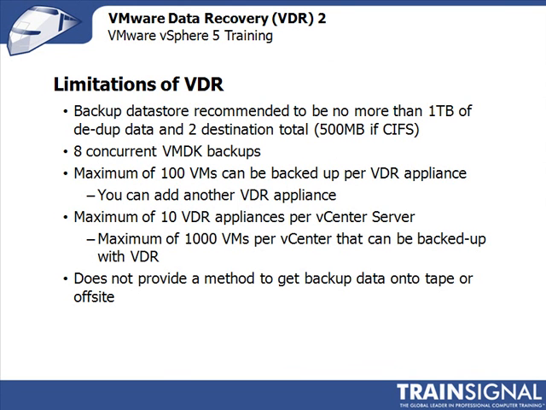However, there is a hard maximum that you can only have up to 10 VDR appliances per vCenter server. So that would result in a maximum number of 1,000 virtual machines per vCenter server that can be backed up with VDR. Also, you should know that VDR isn't going to provide you a method to get your backup data onto tape or to get it off-site. That's something you're going to have to take care of yourself.